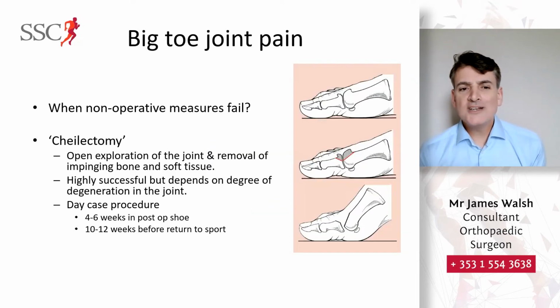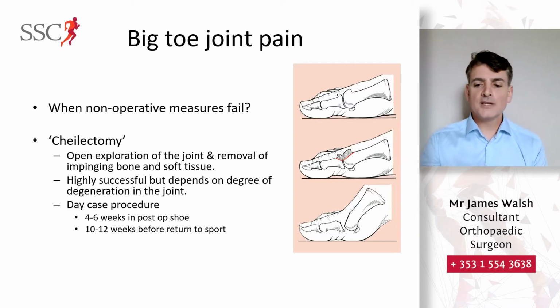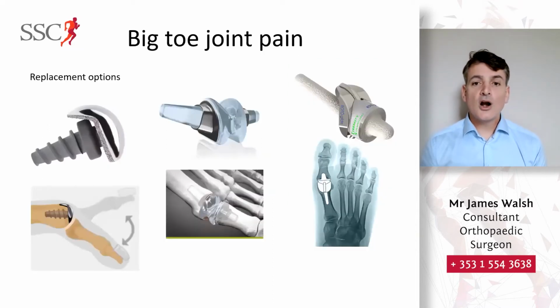So when should you consider surgery? Well, when non-operative modalities fail. A cheilectomy is the surgery that we would typically use for these. And what we do is make an open incision under general anesthesia of the joint, and we take away the impinging bone and soft tissue, as you can see in the middle picture. And then the lowest picture shows the improved range of motion in the joint. Again, it's a day case procedure, and 4 to 6 weeks in a post-operative shoe, depending on what we see inside there, and about 10 to 12 weeks, depending on what's been done and what other problems are in there inside in the joint.